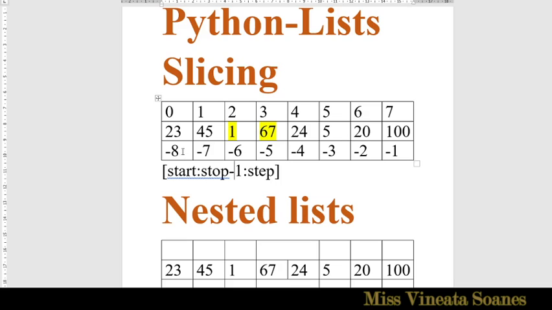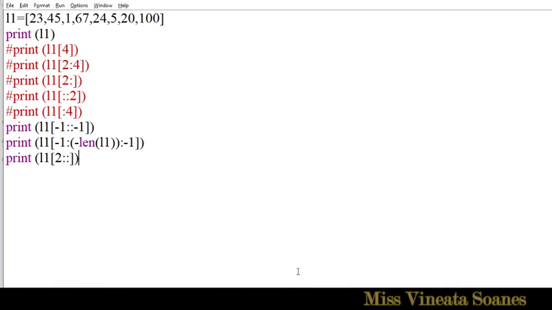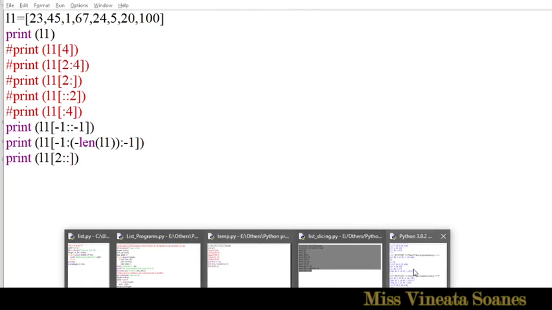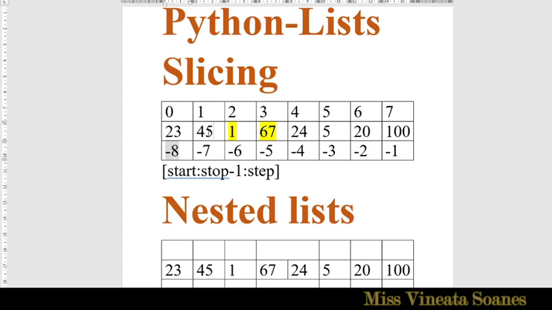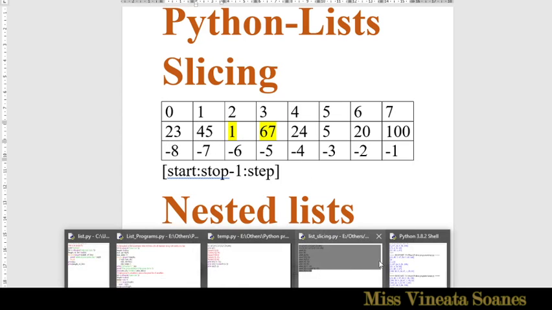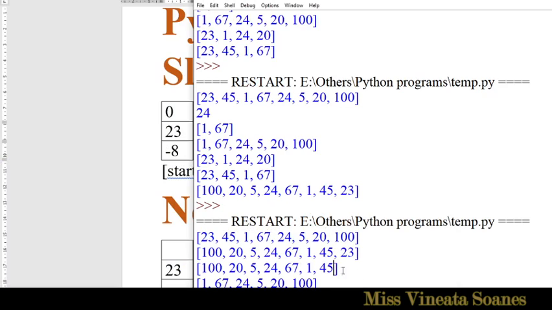You can see it's supposed to print 23 also, but it's not printing 23. Why? Because it stopped one ahead; it will not include the end value. Because you mentioned -8, it will be -7, and at -7 we have 45, hence you get the output till this 45.